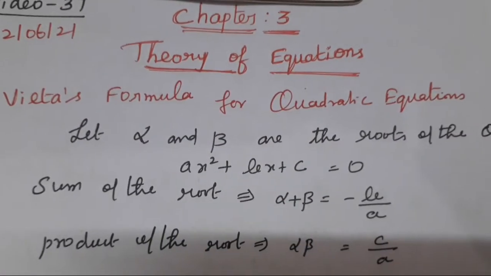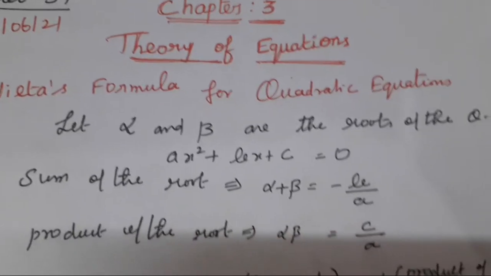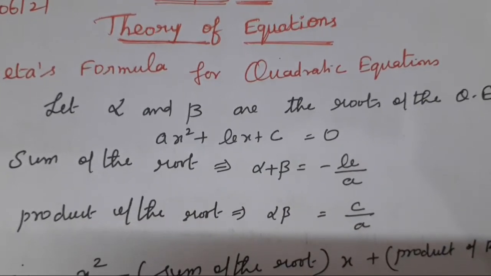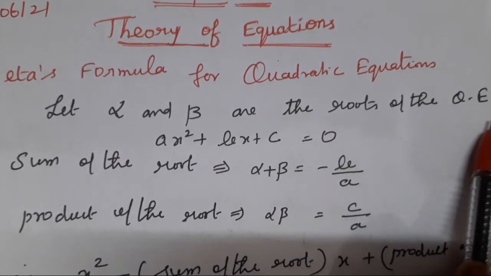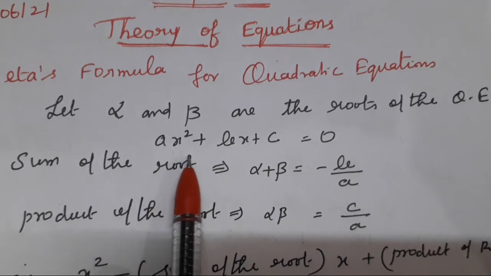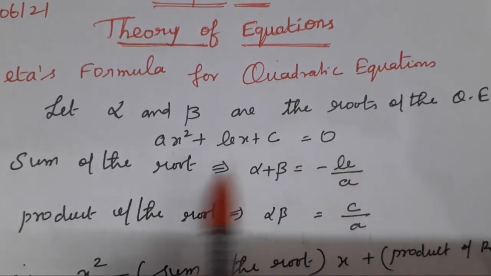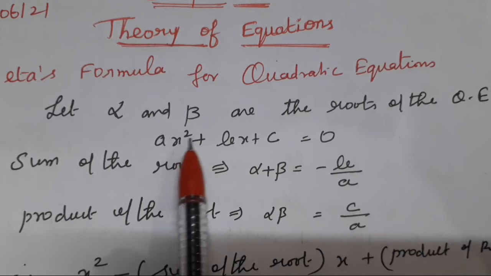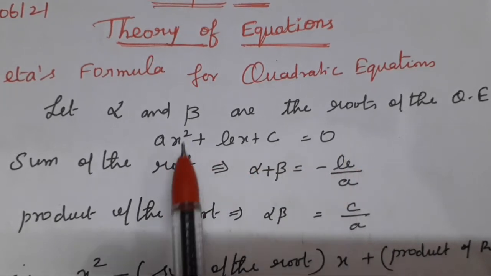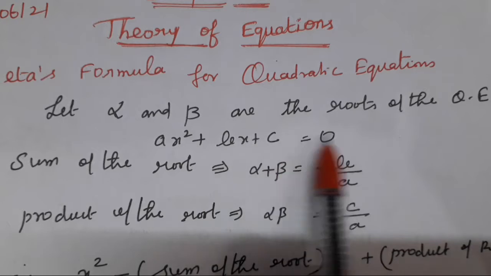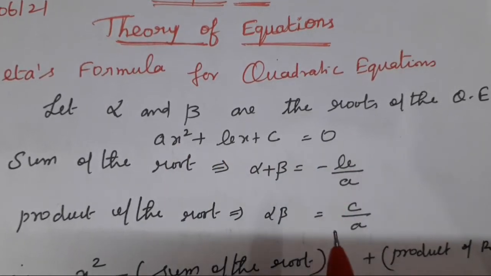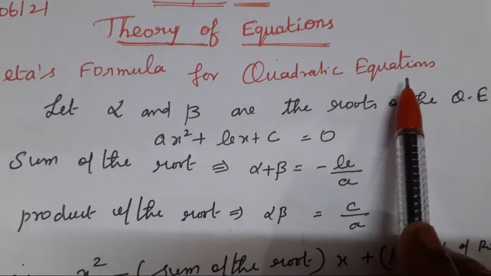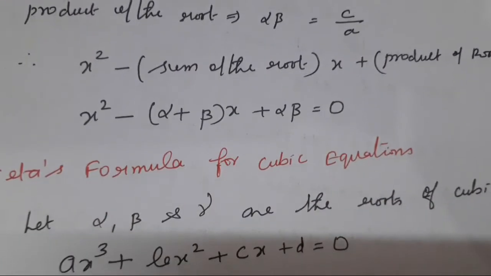See that one, chapter 3, Theory of Equation. Vieta formula for quadratic equation. Suppose alpha and beta are the roots of the quadratic equation. What is the quadratic equation? For example, ax square plus bx plus c equal to 0. If the power of x is 2, it is a quadratic equation. If the power of x is 3, it is the cubic equation. If the power is 4, it is a fourth degree equation. Commonly this is called the polynomial equation. Today in class you learn the Vieta formula for quadratic equation, and similarly the Vieta formula for cubic equation.